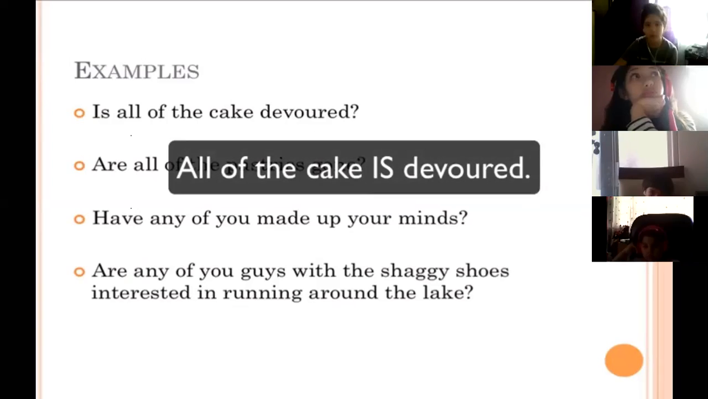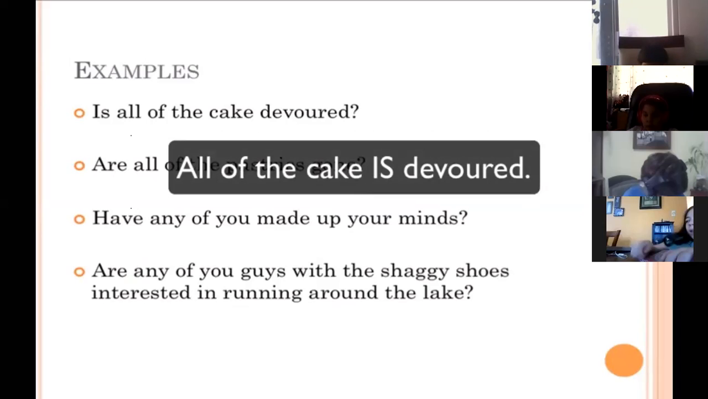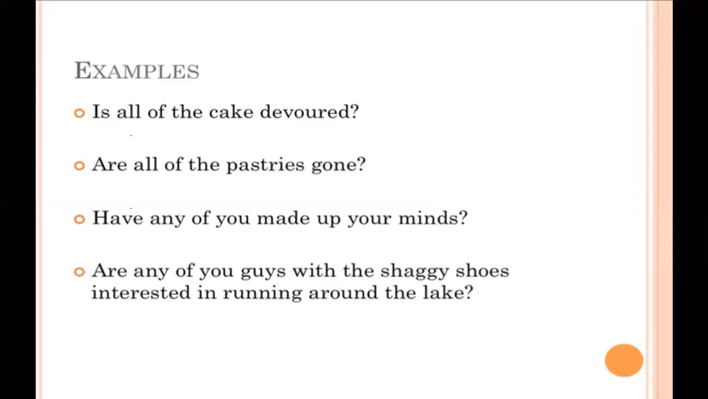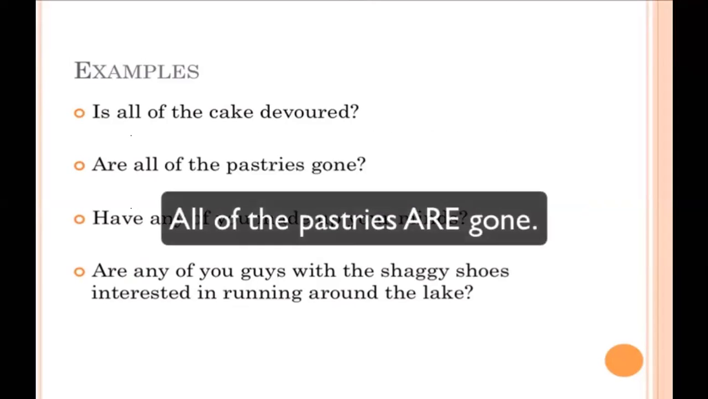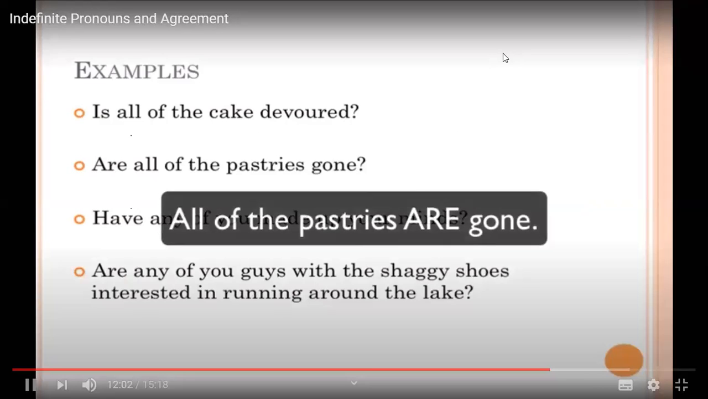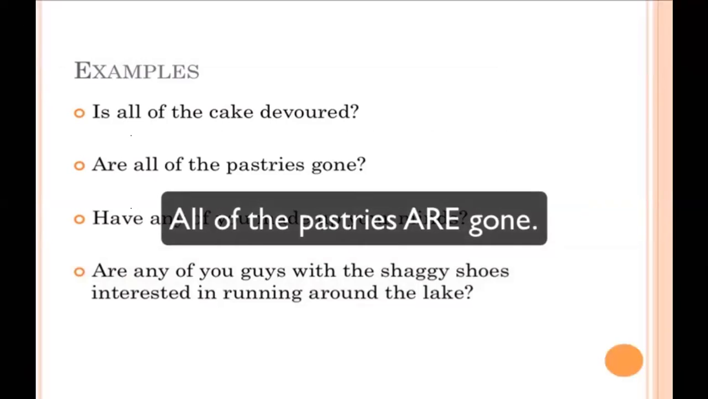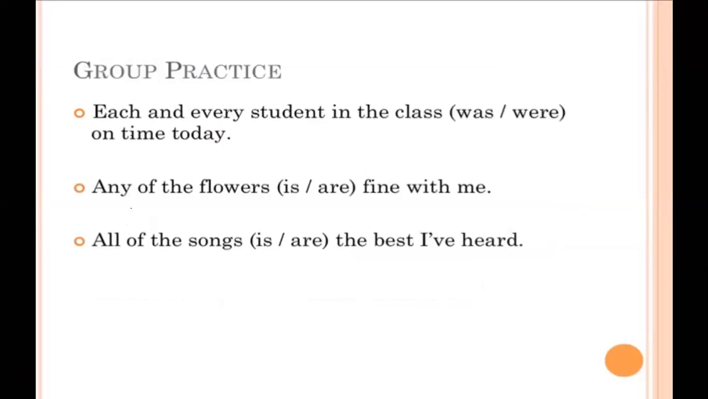Therefore, all in this case is singular because cake is singular, and that helps us inform all as to whether it's going to be singular or plural. Are all of the pastries gone? Yes, all of the pastries are gone. All is still our subject, but we're using of the pastries to inform all that it's going to take a plural verb this time.